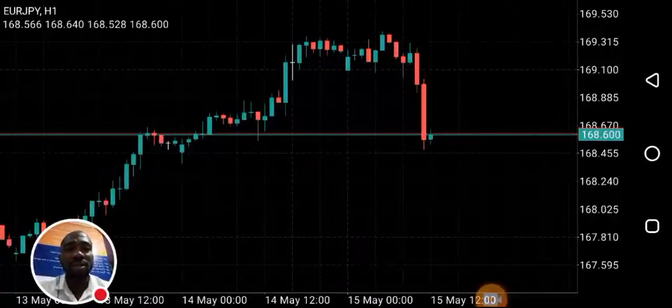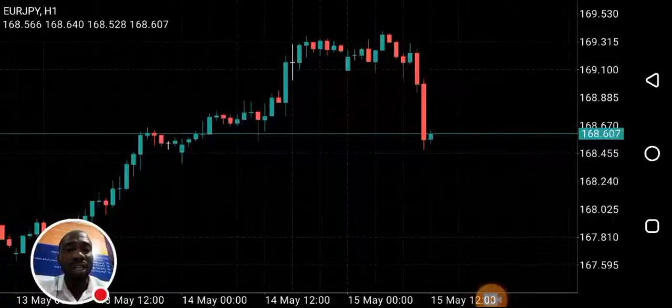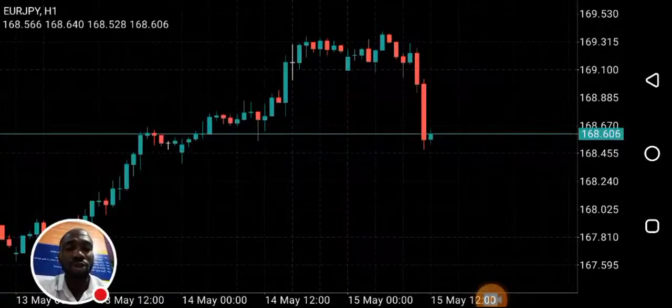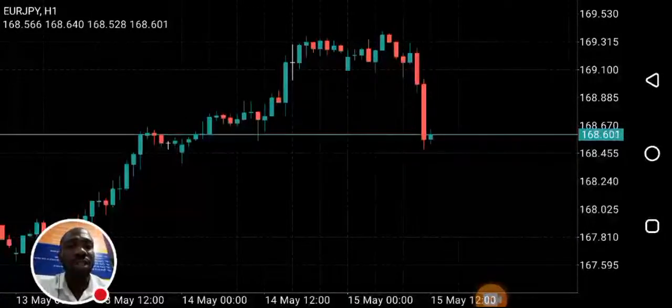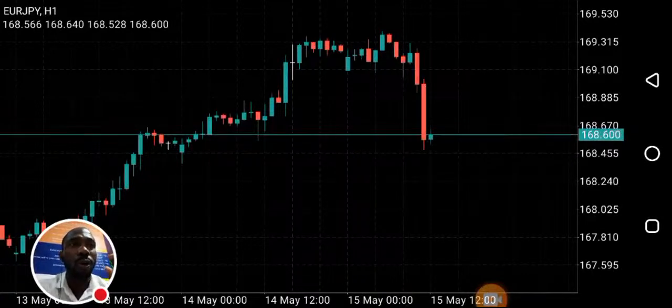So if you want to buy AUD, there's no need selling New Zealand USD, or buying AUD at the same time you are buying New Zealand USD. Just trade one of those pairs that are positively correlated. You don't have to trade AUD USD, NZD USD, Euro USD, GBP USD. Just focus on one pair.